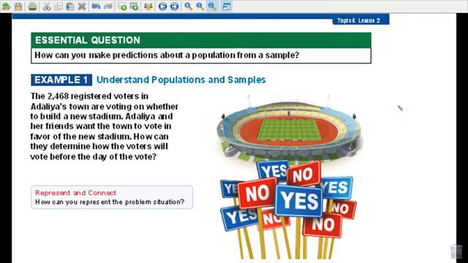All right, example 1. Understand populations and samples. The 2,468 registered voters in Adalia's town are voting on whether to build a new stadium. Adalia and her friends want the town to vote in favor of the new stadium. How can they determine how the voters will vote before the day of the vote? That is a very good question.